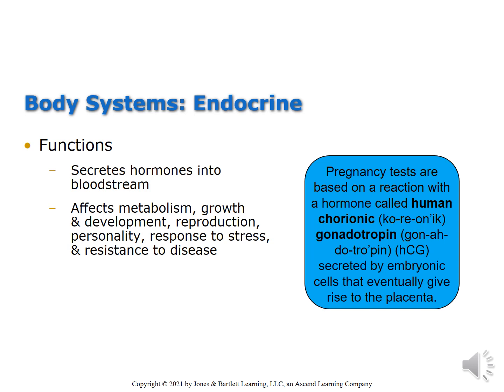Now, the endocrine system, like the nervous system, is also responsible for affecting the activities of the body, but whereas the nervous system does it in a very rapid, very immediate release type mechanism, the endocrine system is more responsible for maintaining the effects of the human body over the long term in a more time-delayed fashion. And it does so by secreting hormones or chemical messengers into the bloodstream, which affects all things such as metabolism, growth, development, reproduction, personality, response to stress, resistance to disease, as well as many other functions.